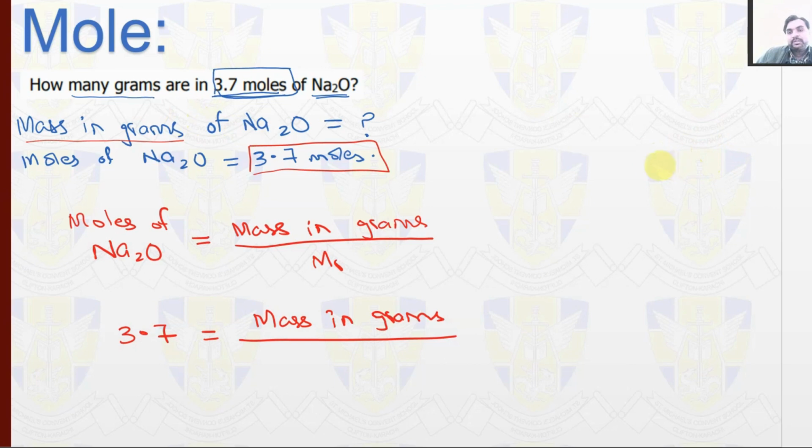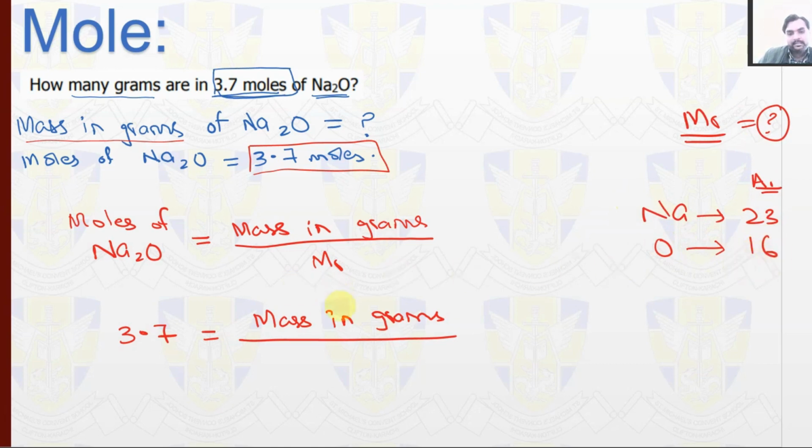So for the calculation of MR, you have to check the periodic table. In the periodic table you can see that for sodium the AR is 23, and for oxygen the AR is 16. So substitute the values in the formula Na2O. The formula is Na2O, so sodium is 23 multiplied by 2.